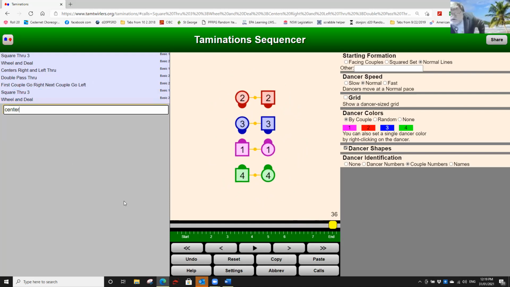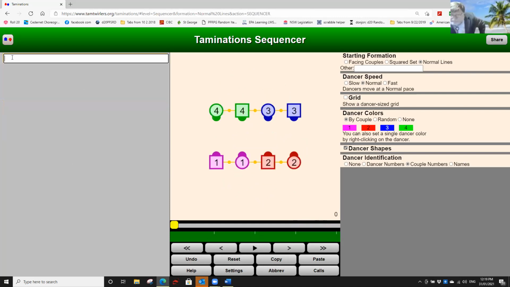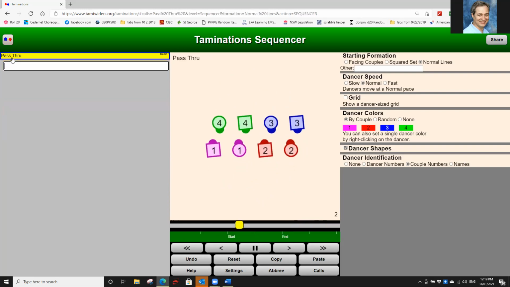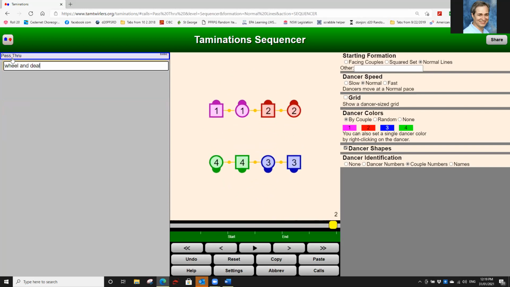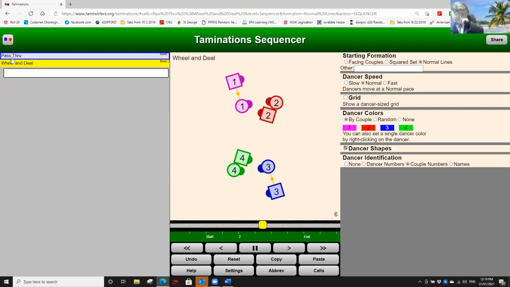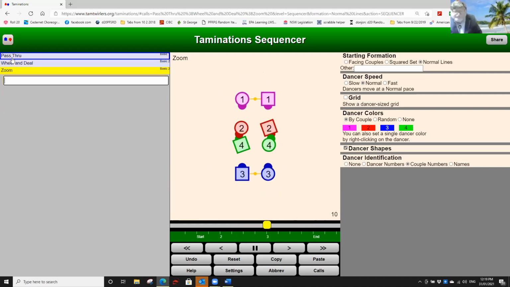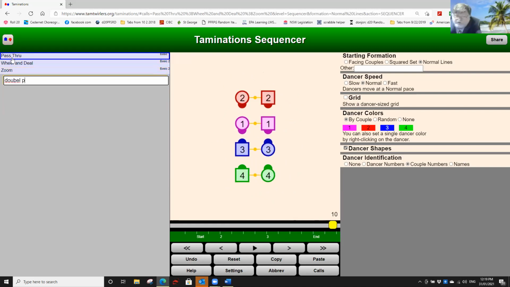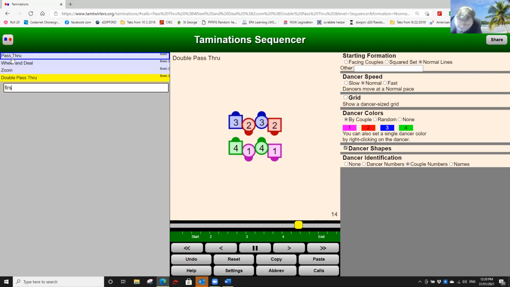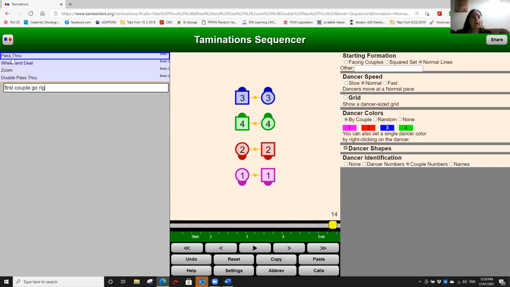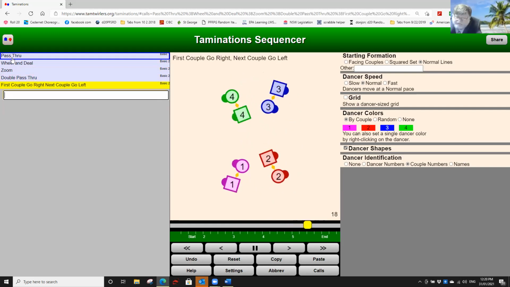To change it, how about a zoom? Yeah, I was going to say that. The zoom does the same thing for the sequence. Wheel and deal. Zoom. Double pass through. First go right, next go left. Bingo. Zoom is equivalent to the centers. Zoom is the equivalent of a right and left through.